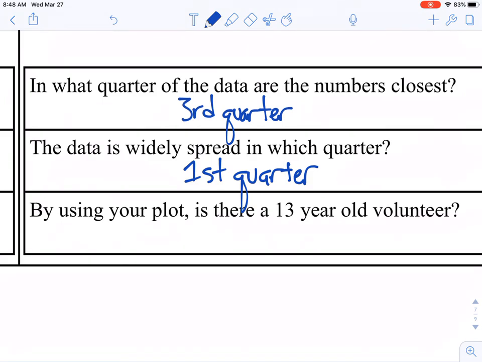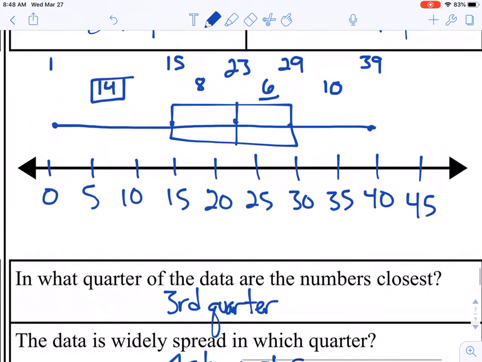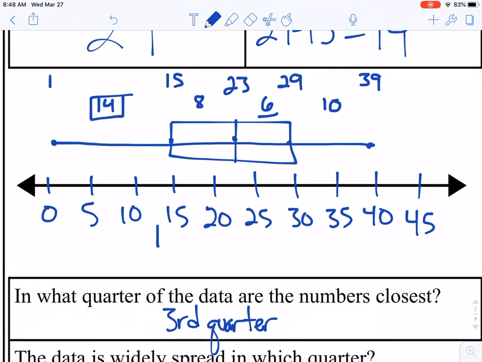So the key here is by using your plot. So we're not going back to the top of this question and looking at our data. We're not seeing if there's a 13 in our data. We're actually seeing if we can see for sure that there's a 13 in our plot. So we come up here. We would go to roughly 13, and we'd come up to our line, and there is a line there. But does that mean for sure that there's a 13-year-old?